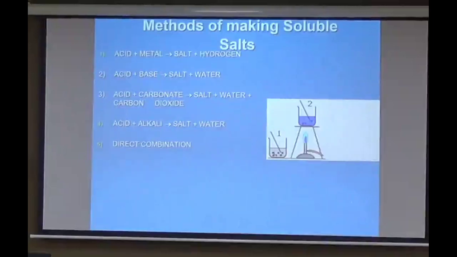Then methods of making soluble salts. There are a few basic, general methods which we have to remember. Acids react with metal to form salt and hydrogen. Acids react with base to form salt and water, that is a neutralization reaction. Acids react with metal carbonates to form salt, water and carbon dioxide. Similarly, acids react with alkalis, that is soluble bases, to form salt and water. Then salts can also be formed by direct combination. For example, sodium reacts with chlorine to form sodium chloride. This is an example of direct combination.